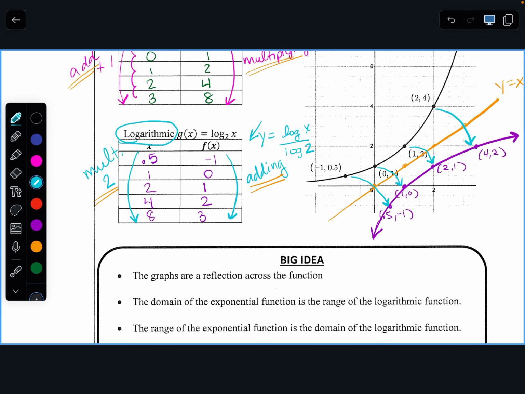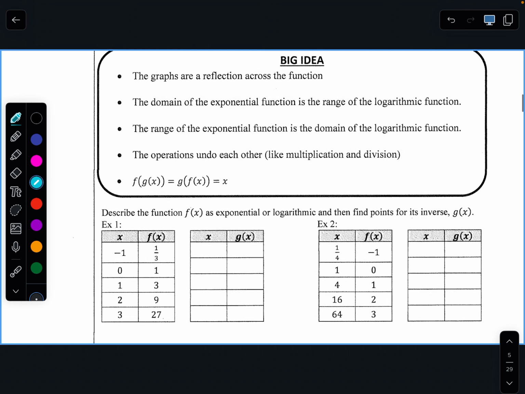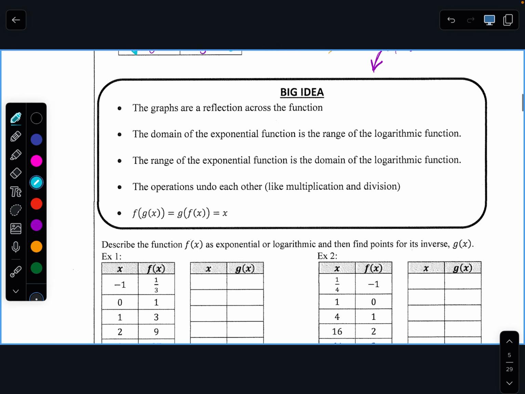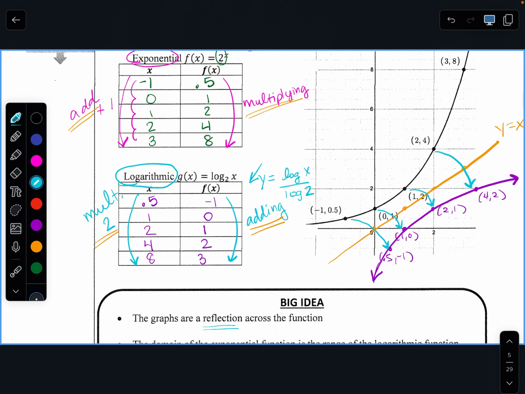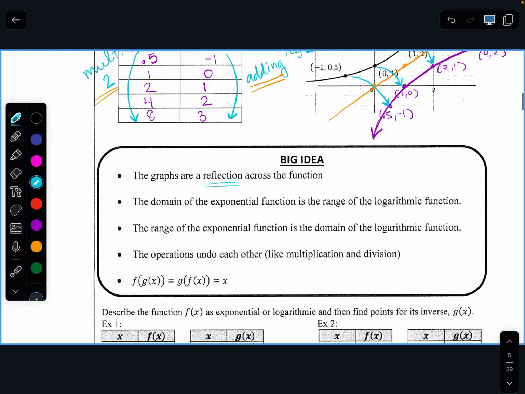So let's talk about what the big ideas are about inverses of exponential functions. So number one, the graphs are a reflection across the function. So we saw that here in the graph. We saw that it reflects across the function y equals x. The domain, or the x values of the exponential function, is the range, or the y values of the logarithmic function. So let's look back up here.